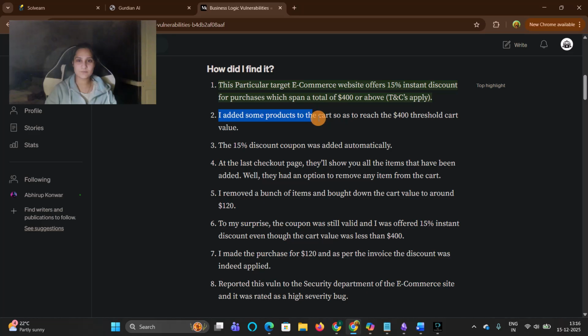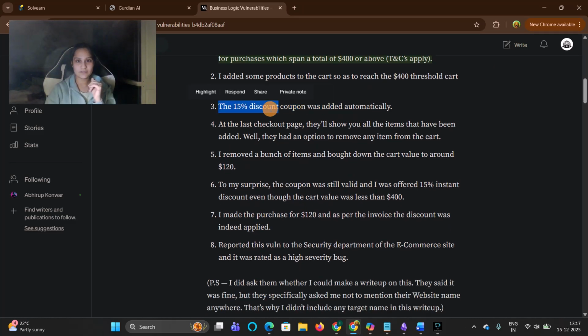I added some products to the cart so as to reach the $400 threshold cart value, and he did exactly that. He wanted to reach that $400 threshold, so he added things which go up to that value. Then the 15% discount coupon was added automatically, which seems interesting, right? And the last checkout page shows you all the items. Obviously, we have all seen e-commerce websites.